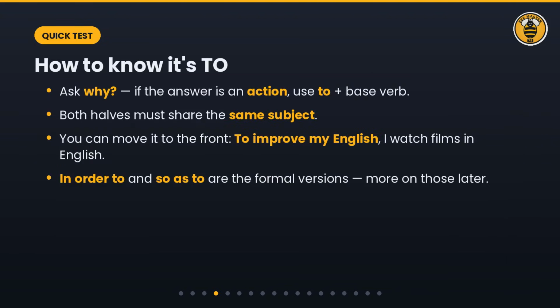Here is a quick test you can use in a second. Ask why. If the answer is an action, use to plus the base verb. And remember, both halves of the sentence must share the same subject.